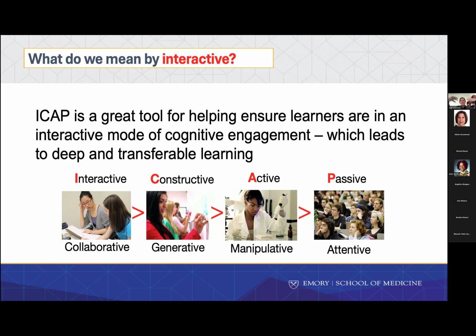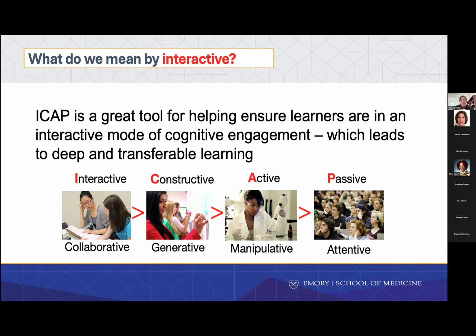But if they're at least paying attention, but they're not doing anything physical, that's considered passive. If they are doing something physical, which includes, by the way, writing, or in this case, manipulating a pipette, that's one step up. It's called, in Mickey Chi's terminology, in the ICAP framework, that's called active learning. It's not the same as what we typically use, the colloquial term for that.